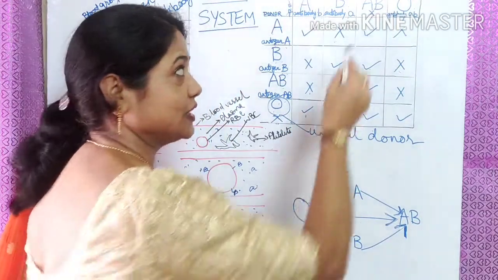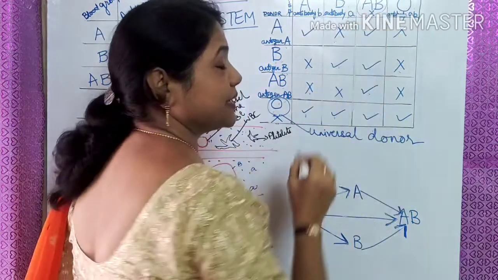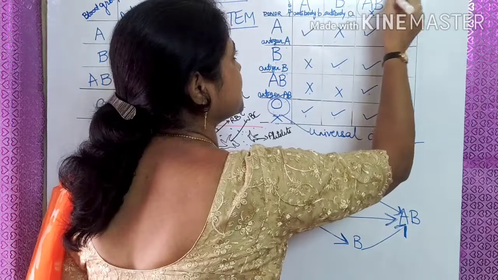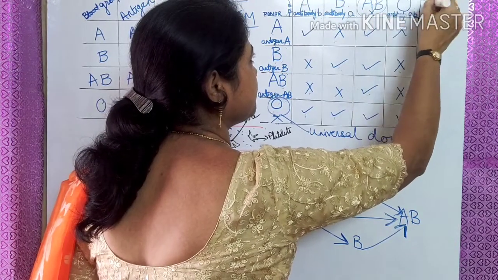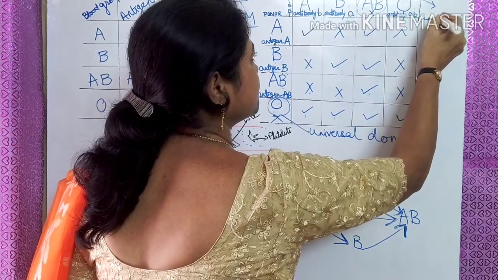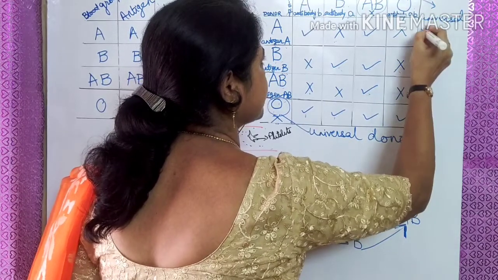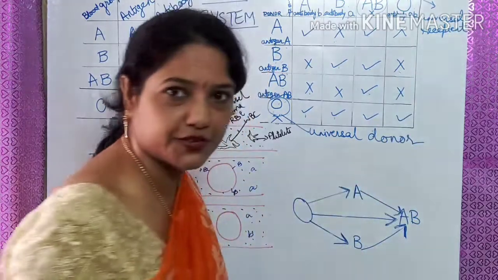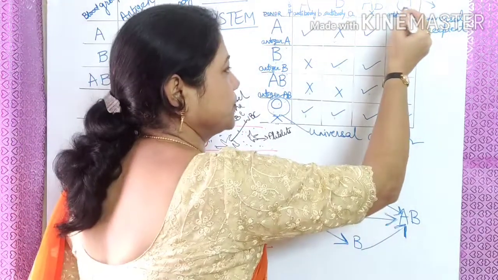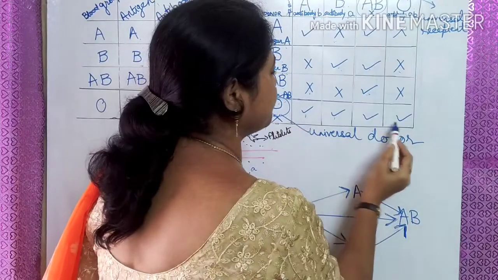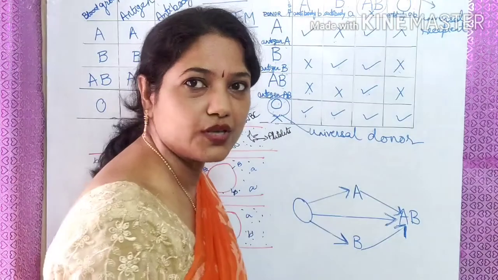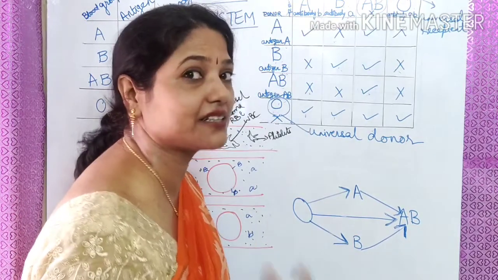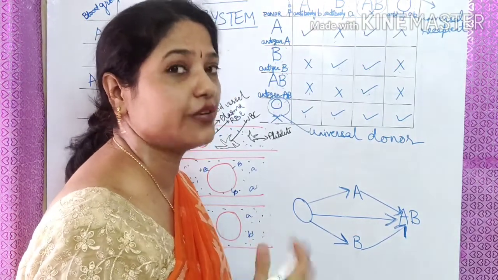So that means what? Blood group AB is called the universal recipient. That means it can receive blood from all other blood groups. And blood group O can receive blood only from its own blood group, O. So this is the way we find out which blood group can receive blood from which other blood group.